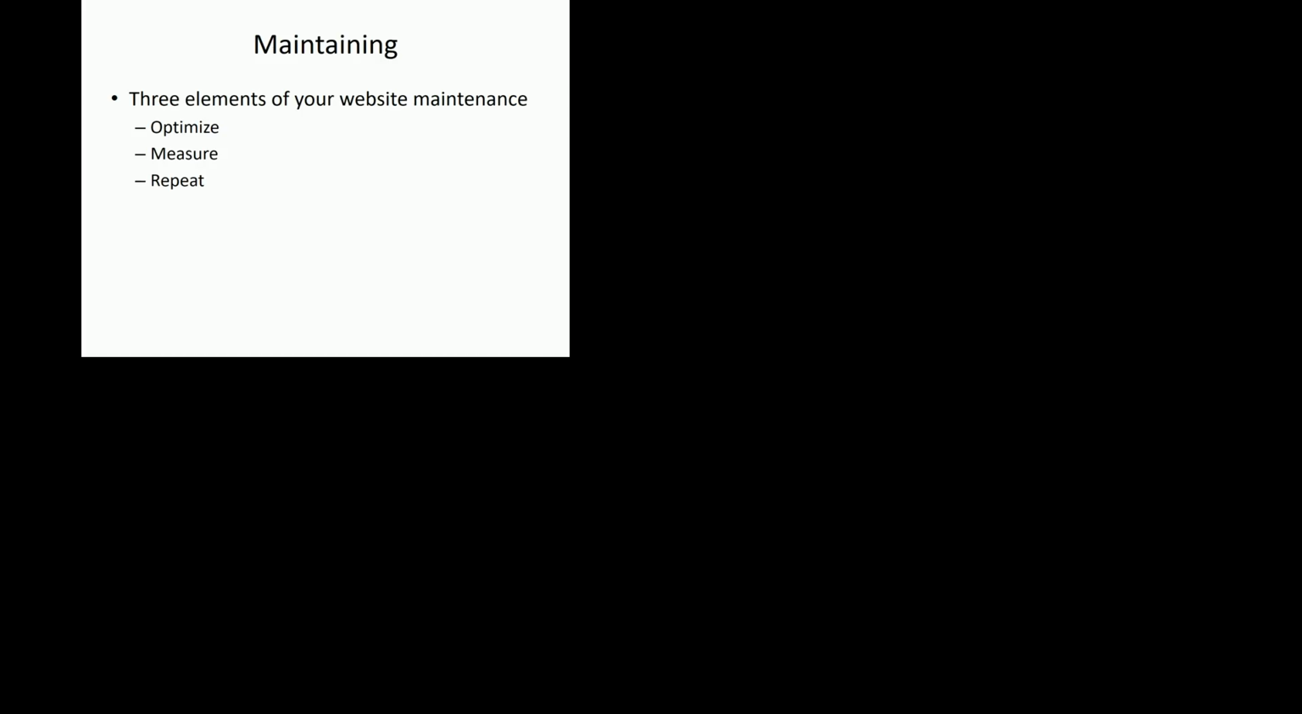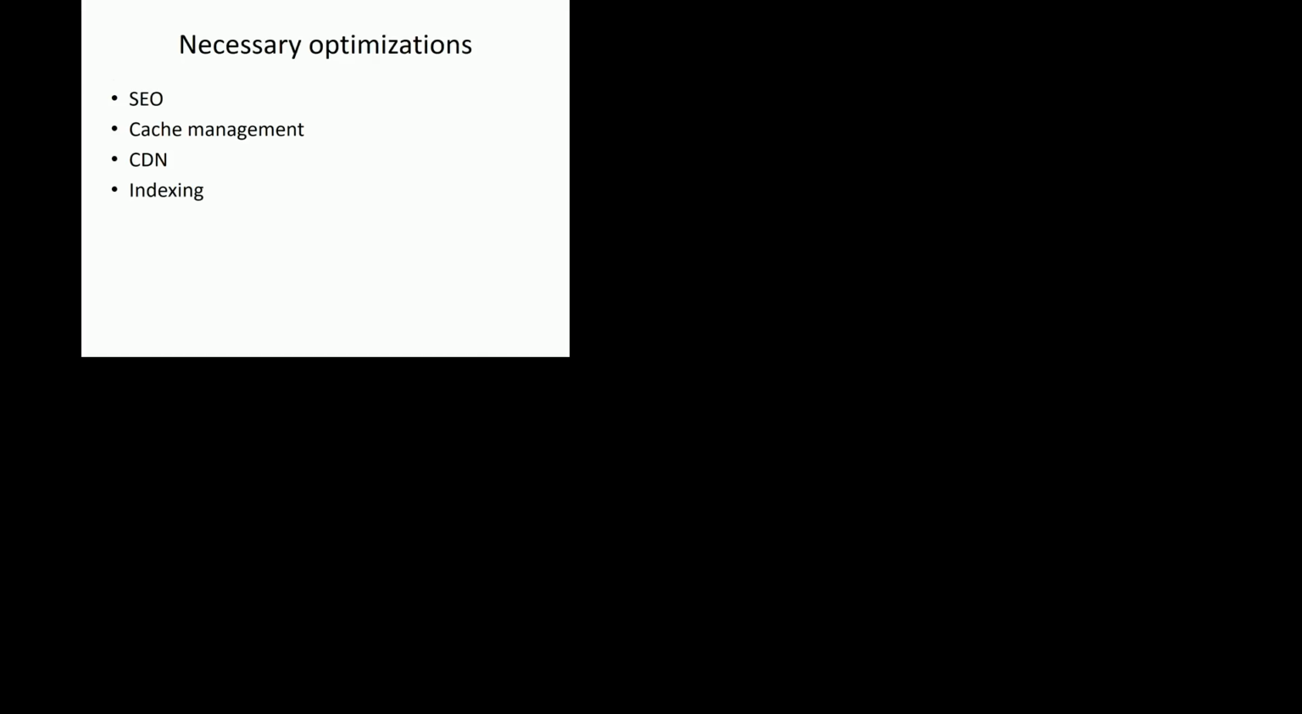And then after you've launched, you'll need to maintain. Maintaining consists of at least 3 elements. These are the primary ones: optimization, measuring, and then repeating. So to optimize, you would optimize your SEO based on the results of the KPIs that you're tracking. You would need to optimize your cache management. Maybe you would need to optimize your content delivery network and the indexing.